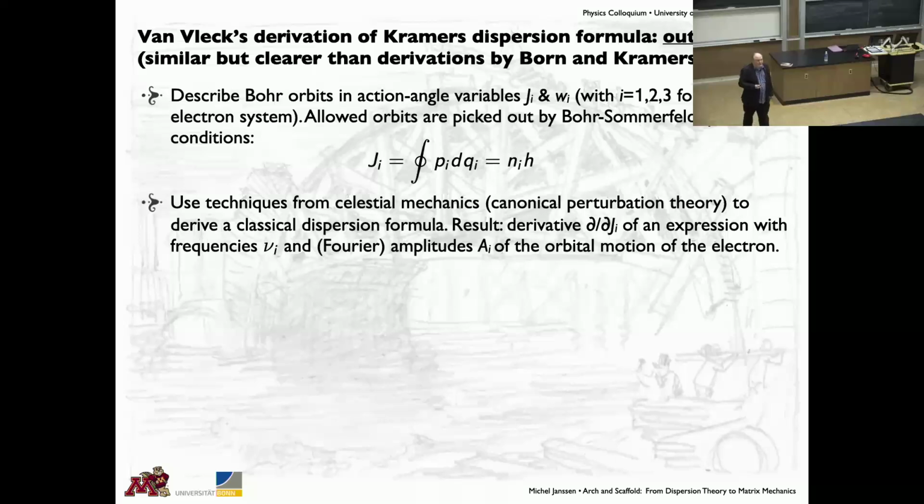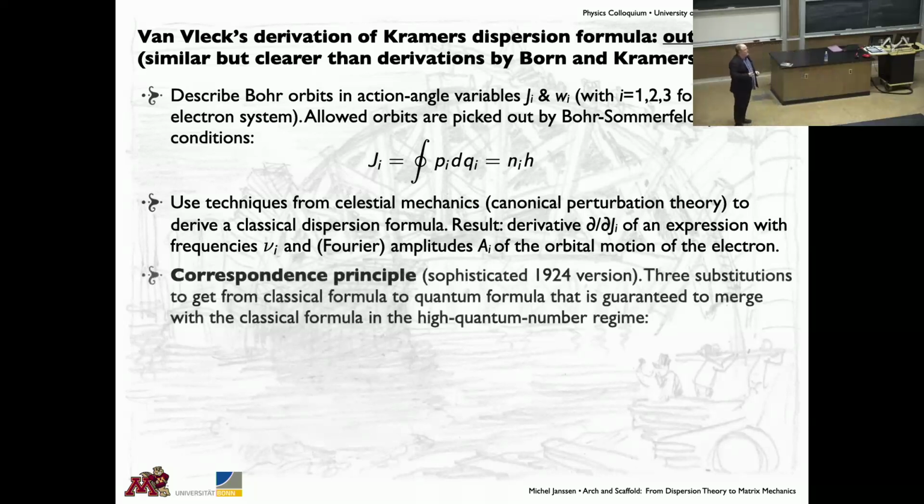Now you use techniques from classical mechanics to derive a classical dispersion formula. And the result is a derivative with respect to these action variables of some expression that has frequencies and amplitudes of the Fourier expansion of the motion. Okay? Now you invoke the correspondence principle, which by 1924 has taken this rather sophisticated form that you need to make 3 substitutions to get from a classical to a quantum formula.